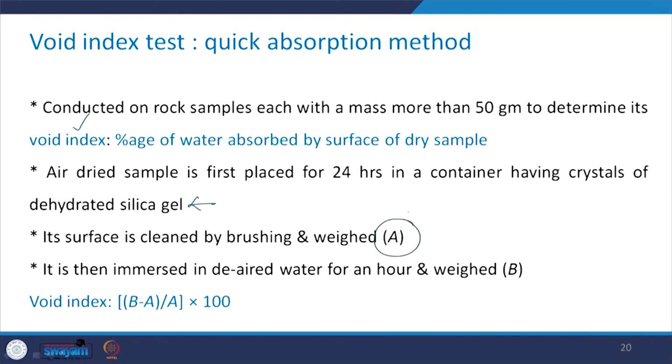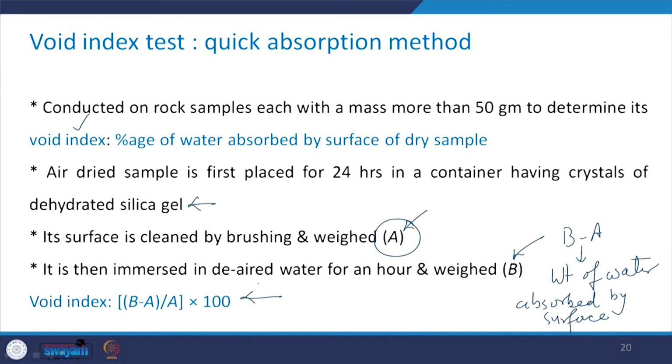Let us say the weight is A. Then you immerse it in de-aired water for about an hour, and then you take the weight of it again. Say that is B. So, B minus A is going to give you the weight of the water absorbed by the surface of the specimen, and if you divide that by the weight of the sample, that is going to give you the void index. So, this is how the void index is defined: B minus A upon A, into 100.